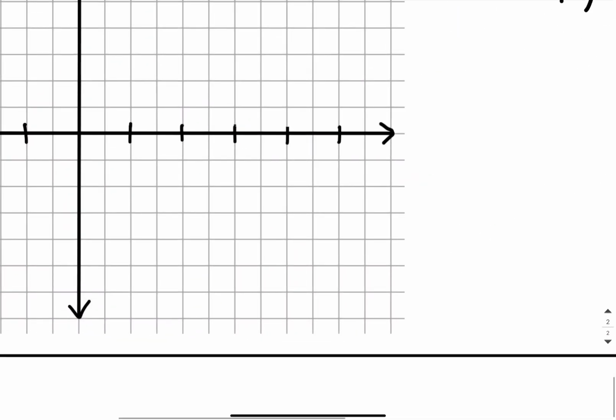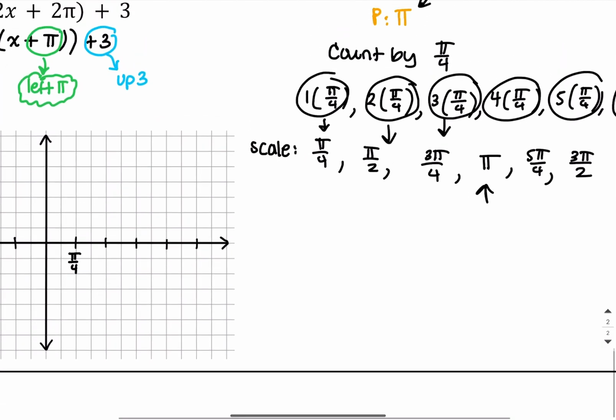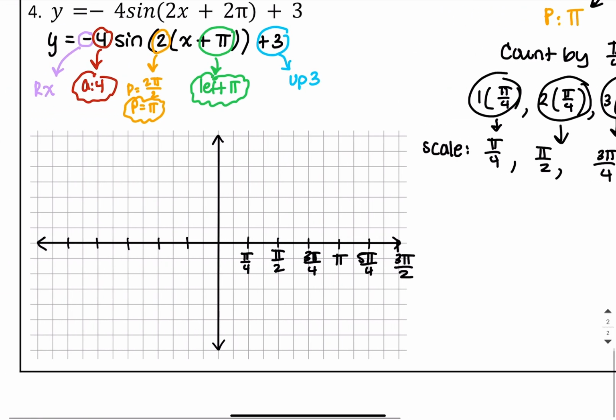This is going to be my scale. So I have pi over 4, the next thing was pi over 2, then 3 pi over 4, then pi, then 5 pi over 4, then 3 pi over 2. I want to write the scale simplified on the negative side too, so I have negative pi over 4, negative pi over 2, negative 3 pi over 4, negative pi, negative 5 pi over 4, and negative 3 pi over 2.